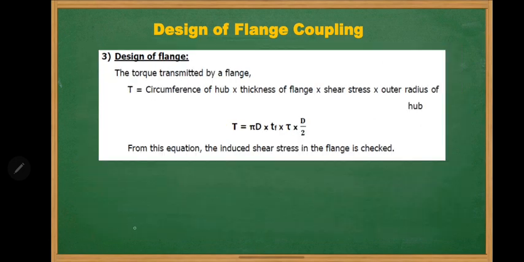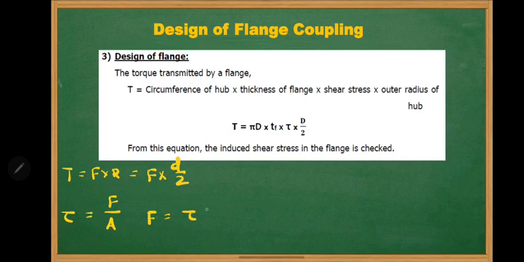Next is design of flange. Before designing the flange, we need to know the basic formula for the torque. That is, torque is calculated by using the equation T is equal to force multiplied by radius. This radius is nothing but diameter by 2. Now this force is calculated by using the equation of shear stress, that is tau is equal to force upon area. So force is equal to tau multiplied by area. So here you need to calculate this shear stress.